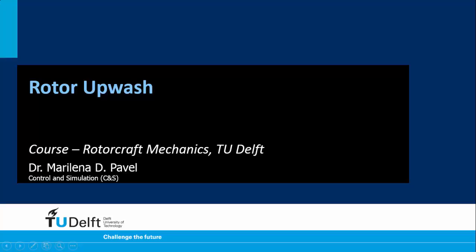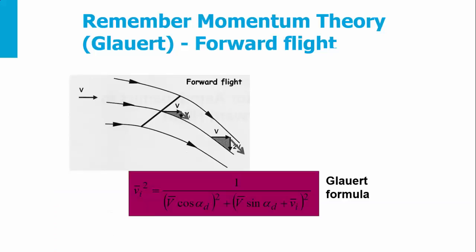Good morning. We will continue the forward flight by introducing the idea of rotor upwash. If you remember, Glauert's theory was an extension of the actuator disk theory to forward flight and assumed that the velocity down in the wake is also twice the induced velocity at the level of the rotor, and the wake is contracting. The Glauert formula we have deduced in forward flight.